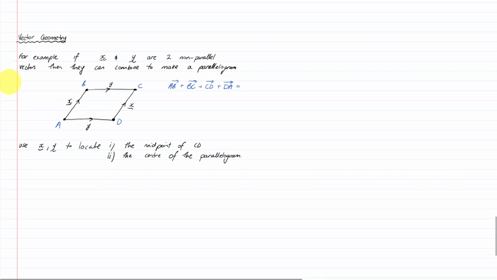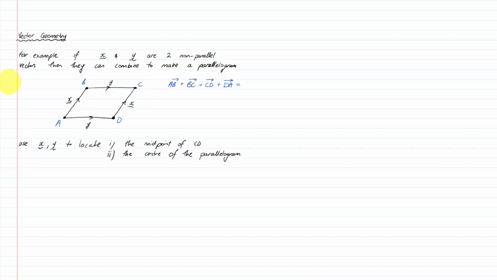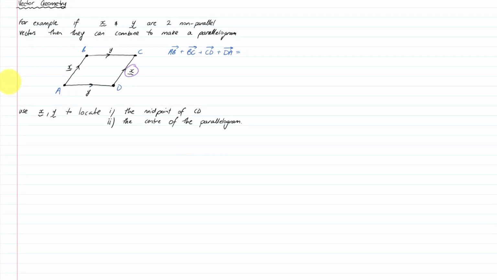Okay, and the last thing we need to talk about in this section is the concept of vector geometry. Vector geometry represents using vectors to draw shapes or to represent things on a 2D plane. For example, if x and y are two non-parallel vectors, then they can combine to make a parallelogram, as we've kind of seen as well. If the two x vectors are equal, that means they're the same length and the same direction, so they're parallel. The two y vectors are equal, so they're the same length and the same direction, so they're parallel. And we've got a parallelogram, all the properties are met there. We can also use vector geometry to locate the midpoint of CD and the centre of the parallelogram, and lots of other things as well.